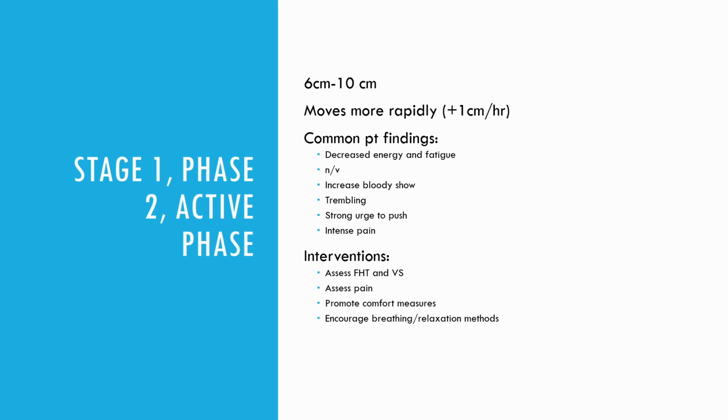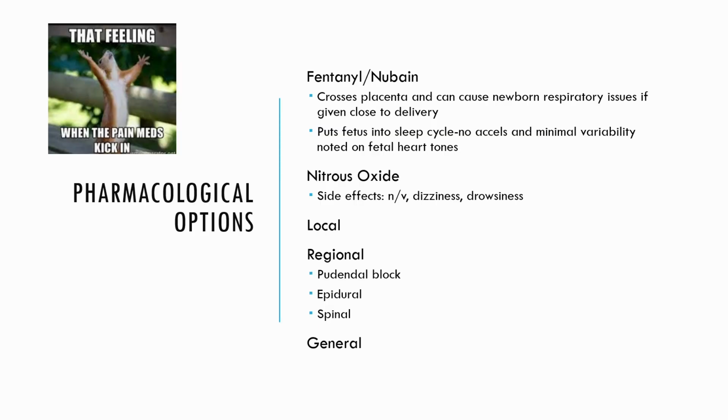So interventions, we're going to continue to assess her heart tones and vital signs, assess her pain, try to promote some comfort measures as best as we can, and encourage her to keep breathing and try to relax as much as possible. If the patient does request some pain medications, we have a couple of different options. Fentanyl or other, like sometimes morphine you might see, are medications that are offered. These do cross the placenta, however, and can cause respiratory issues in the newborn. Okay, so it crosses the placenta.